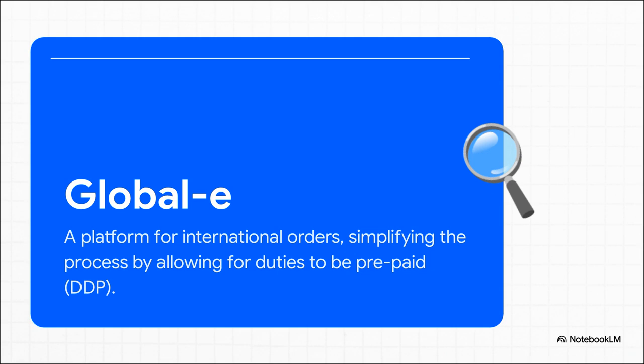Its main job is to take on all those messy calculations for duties and taxes, so the end customer can just prepay everything at checkout. We call this DDP, or Duties Delivered Paid, and honestly, it's a total game changer for the customer experience.